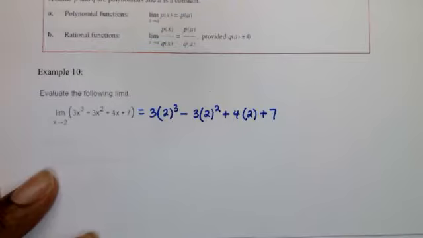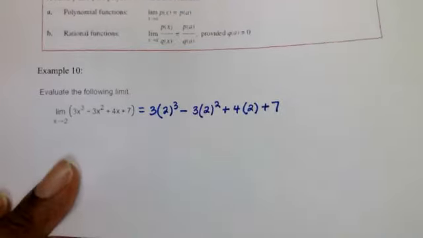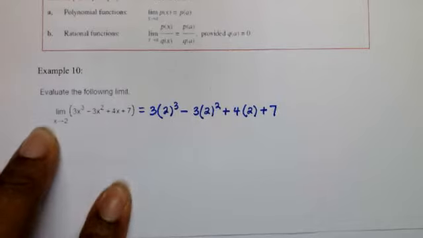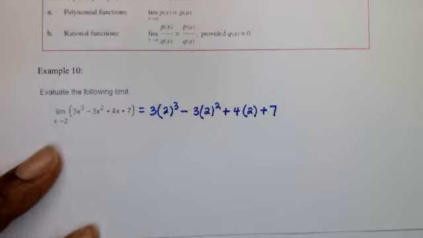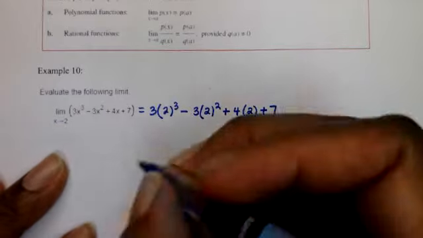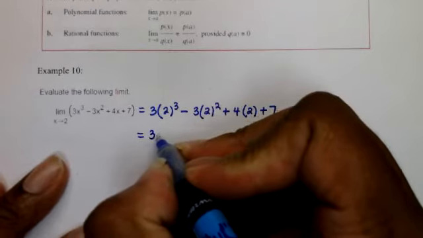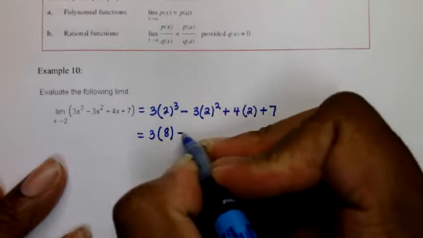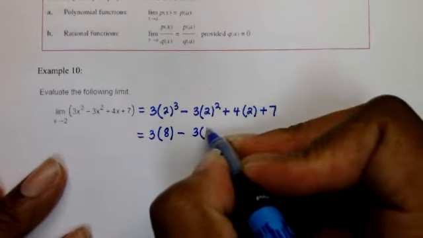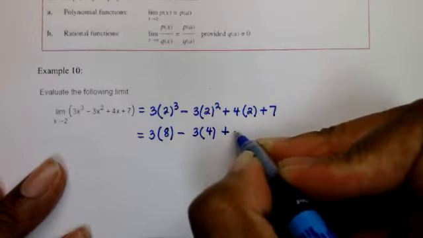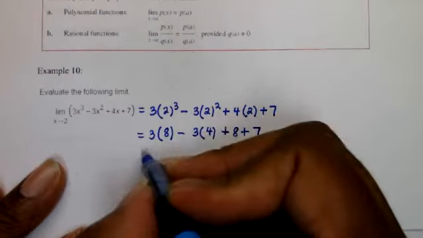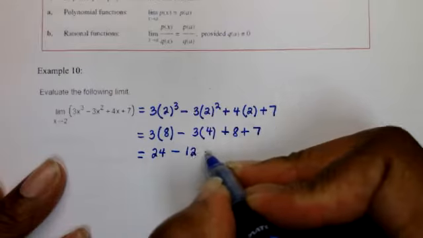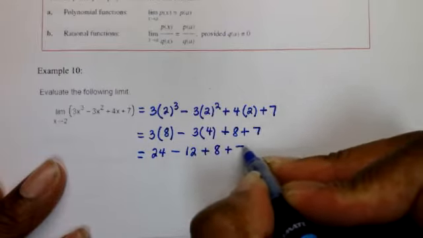So all I did there was just substitute each x with 2, okay? Because since it's a limit of a polynomial function, as x approaches some value 2, we just do the direct substitution in our polynomial functions and simplify. So 3 times 2 to the third is 2 times 2 times 2, that's 8, minus 3 times 2 squared, that's 4, plus 4 times 2, that's 8, plus 7. Well, 3 times 8, that's 24, minus 3 times 4, that's 12, plus 8, plus 7.